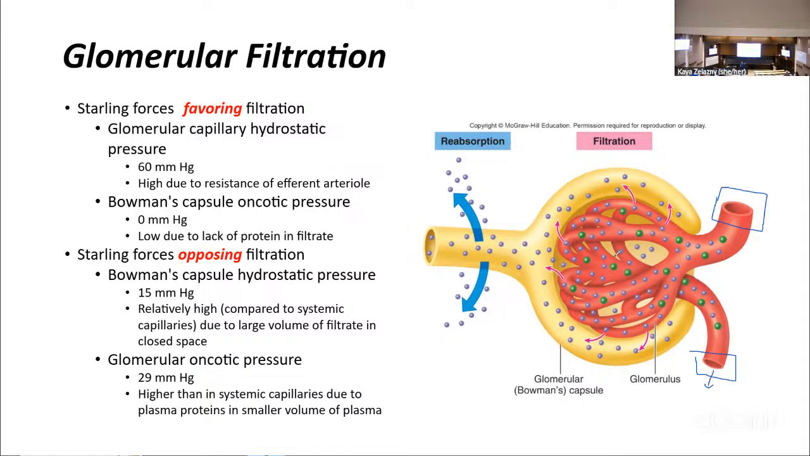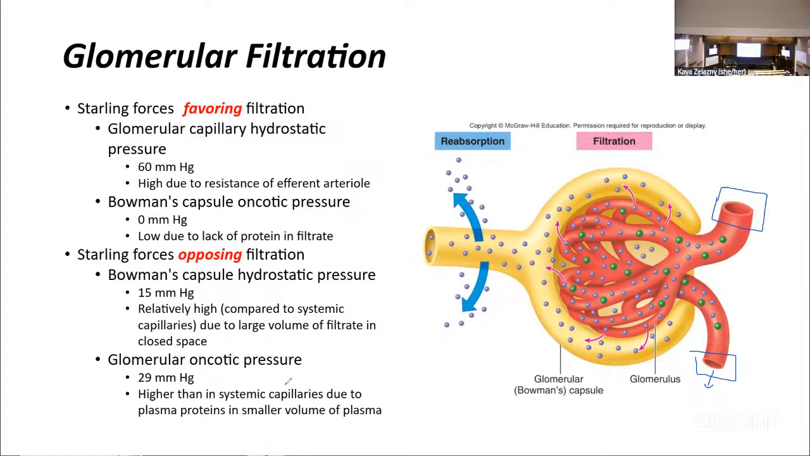So that should be about 15 usually, because we have a pretty large volume of filtrate at the beginning of the nephron. We'll see how we adjust that as we move farther along. Okay. Now our final force is that glomerular oncotic pressure.